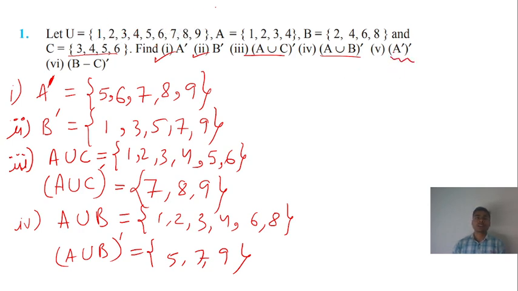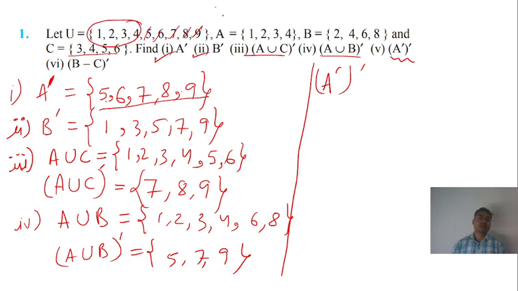Now we will have to find A complement's complement. Okay, so A complement we already found. So what we will do is we will again remove these elements from universal set: 5, 6, 7, 8, 9. So 5, 6, 7, 8, 9 we removed. So what we got is A complement's complement is 1, 2, 3, 4. And this is actually equal to A. It means complement of complement is actually the same set.